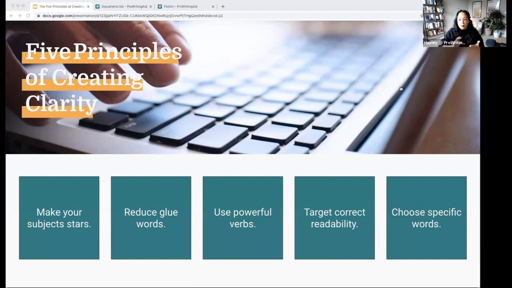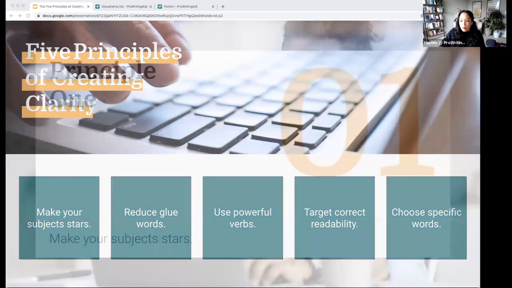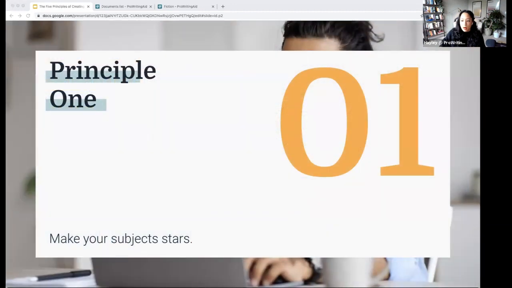So our 5 principles are: first, to make your subjects the stars of your sentences. Second, to reduce glue words, which is one of my favorites. Third is to use powerful verbs. Fourth is to target correct readability. And the fifth is to choose specific words. Let's go ahead and get into principle number 1.